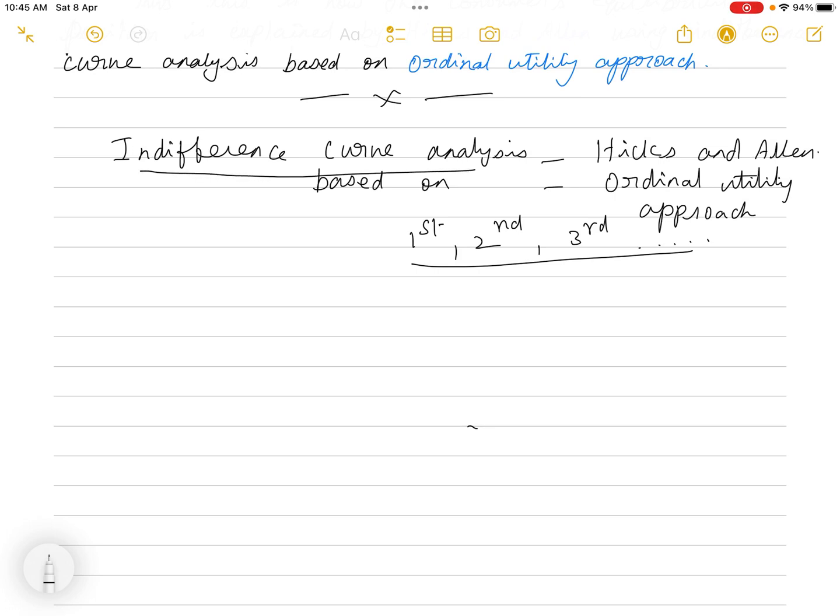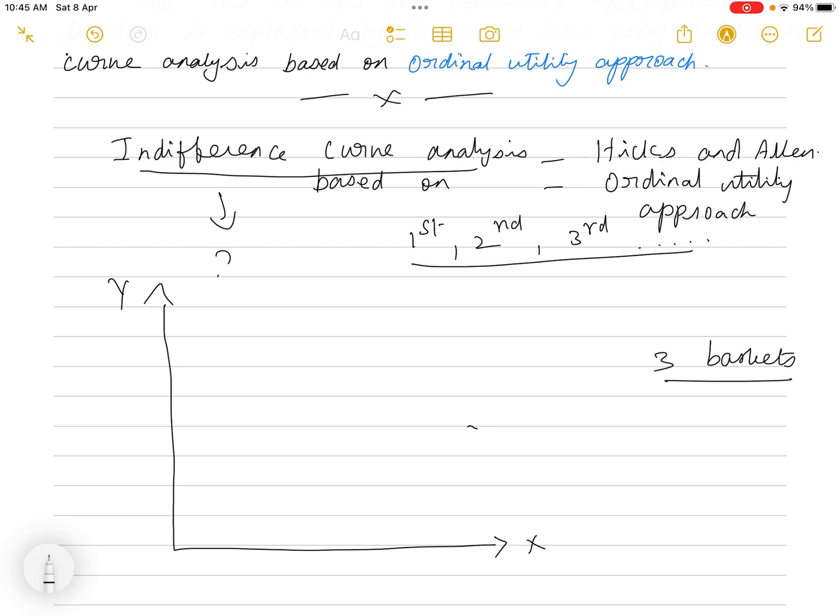So based on the ordinal utility approach, how the consumer attains equilibrium, Hicks and Allen used indifference curve analysis to explain the equilibrium, or the maximum satisfaction position, of the consumer. Now what is the meaning of indifference curve? Let me explain it simply with the help of a diagram.